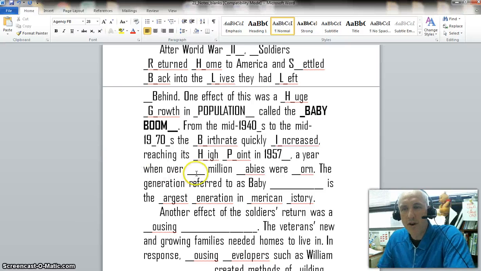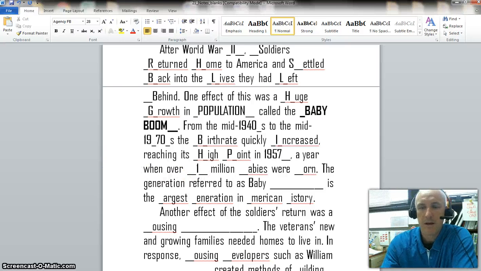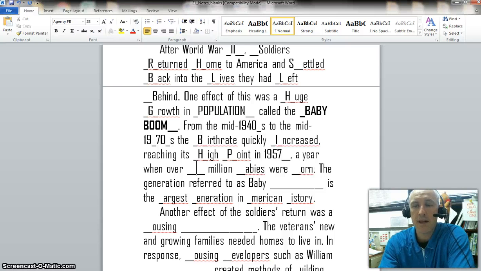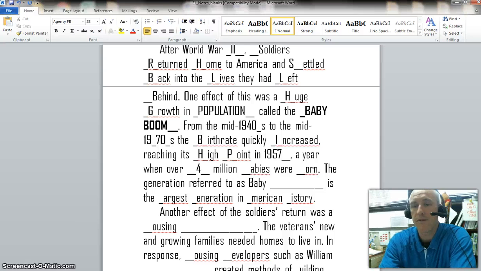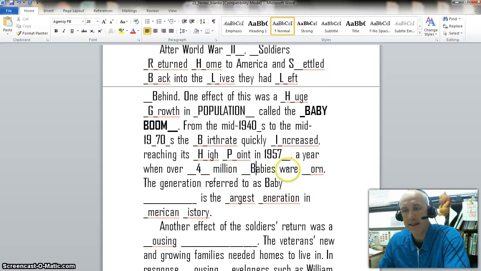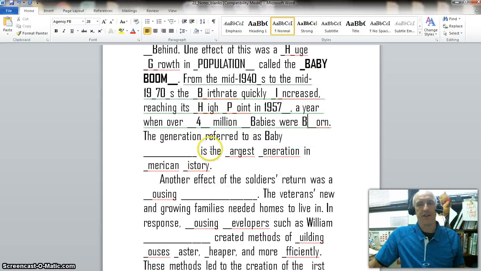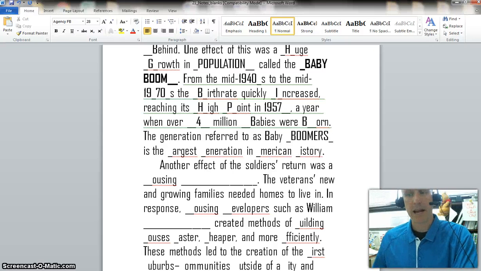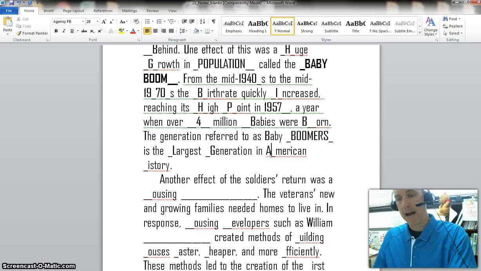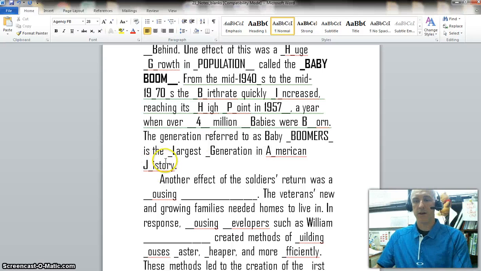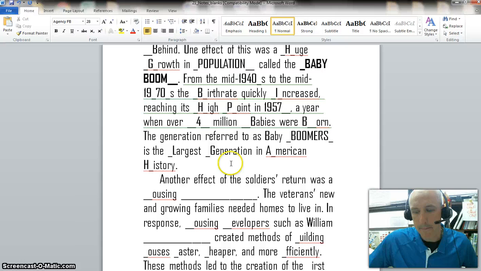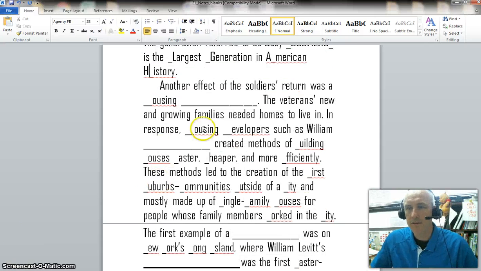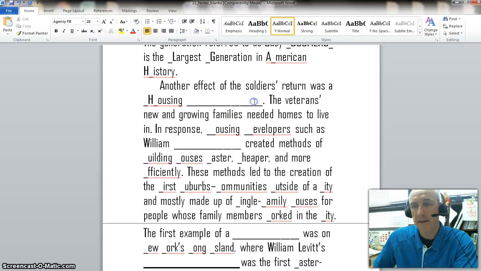In 1957, a year when over, guess how many babies were born? 1 million? 2 million, 3 million, 4 million, 5 million, 6 million, 100 million? Over 4 million babies were born in that 1 year inside of the United States. The generation referred to as baby boomers, some of whom you would be related to, is the largest generation in American history. If you were born around 45 to 57 or so, you would be a baby boomer.